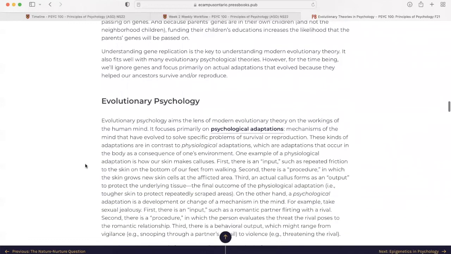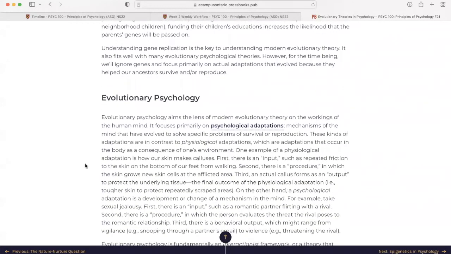Understanding gene replication is the key to understanding modern evolutionary theory. It also fits well with many evolutionary psychological theories. However, for the time being, we'll ignore genes and focus primarily on actual adaptations that evolved because they helped our ancestors survive and/or reproduce.